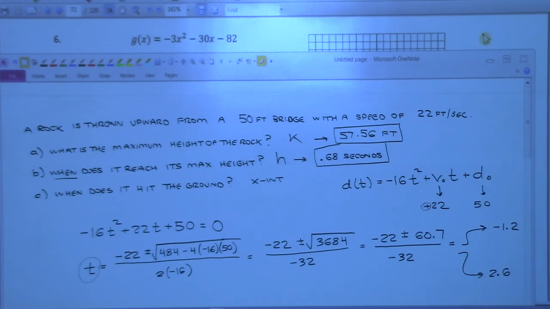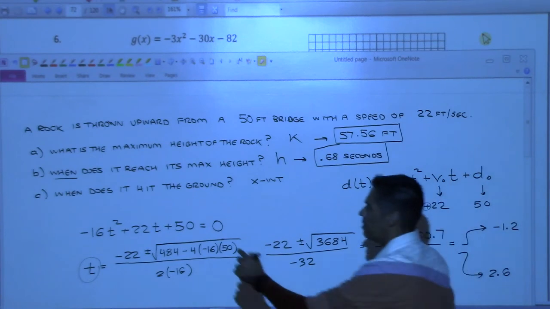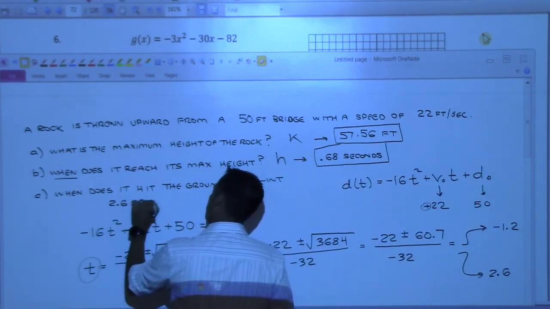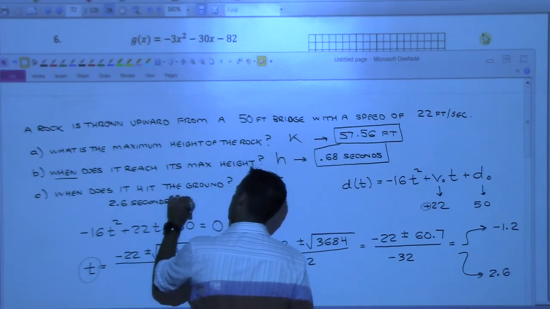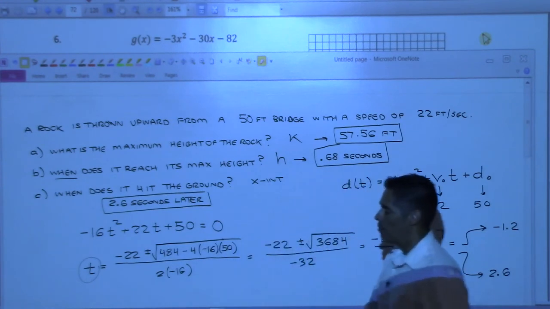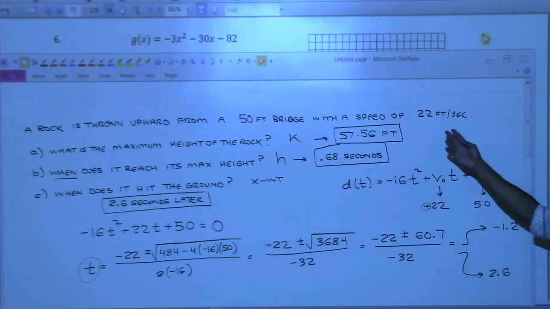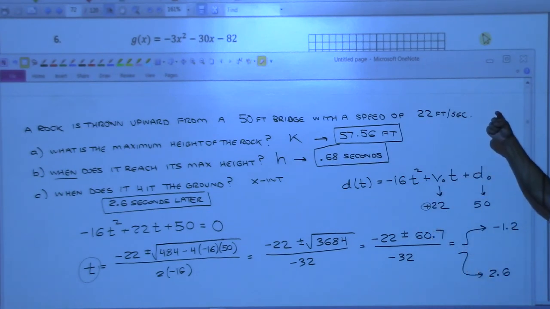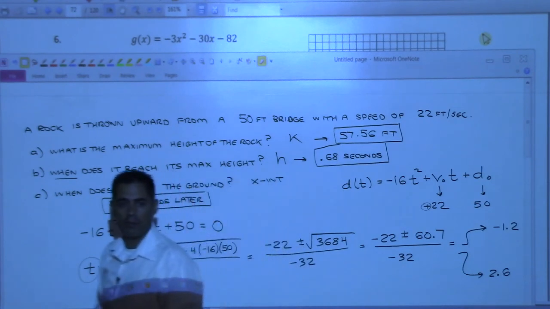So, what's our answer? 2.6 seconds is how long it takes to hit the ground. When does it hit the ground? 2.6 seconds later. So we throw the ball up, or rock up, with a certain amount of speed. Takes 0.68 seconds to reach its maximum height of 57.56, and then falls to the ground. Total time from when it left my hand, up, back down, hit the ground, took 2.6 seconds.